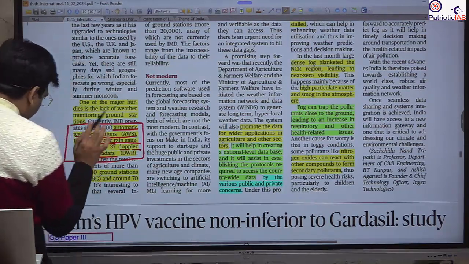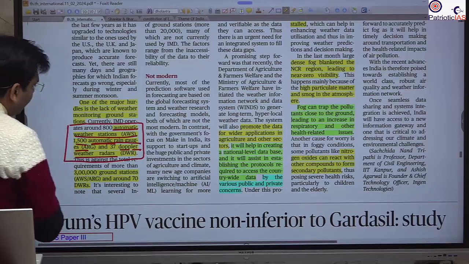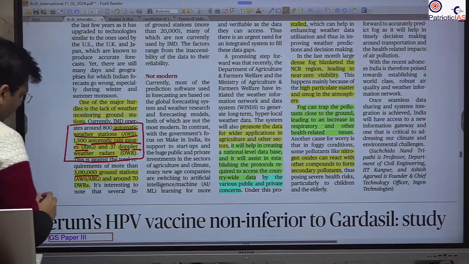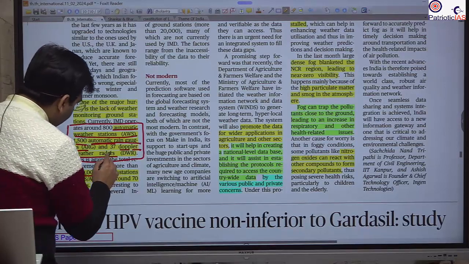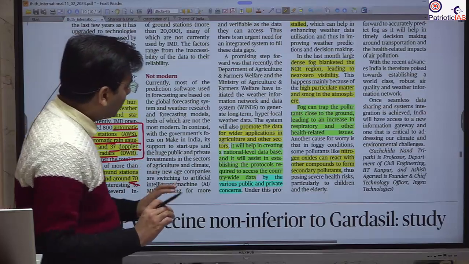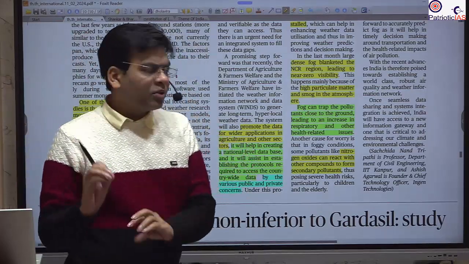Look at what we have now. We have only 1500 automatic weather stations. What we need is 3 lakh. So this is the difference. Doppler radars, we have 37, we need 70. So that we can provide proper and accurate forecasting.